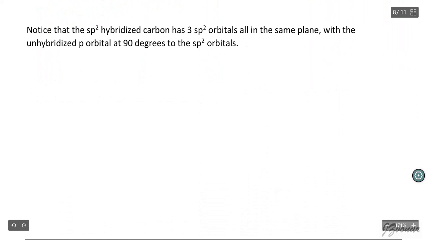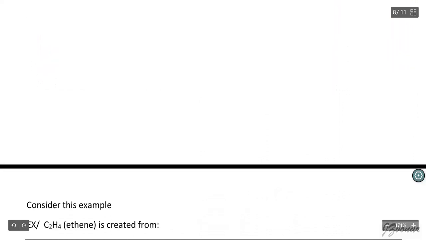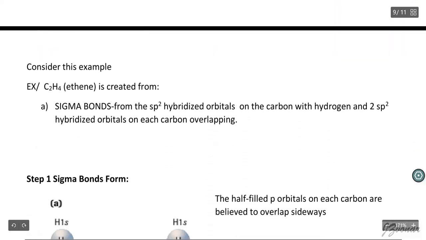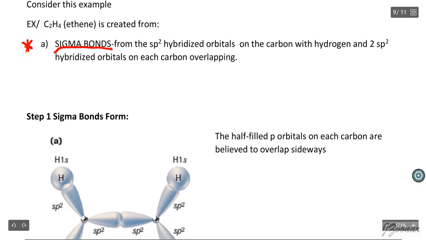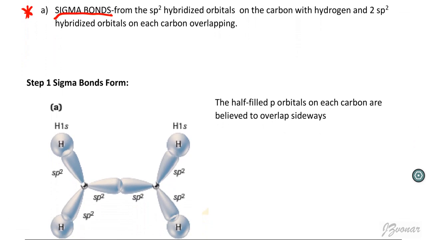Now let's take a look at an example. Ethene is a good example to look at, which contains a double bond. There are two things that have to occur. The first step, step number 1, is that a sigma bond needs to be formed between the sp2 hybridized orbitals on the carbon and the s orbitals of hydrogen. This is going to happen to two of them, and they're going to have regular overlapping.